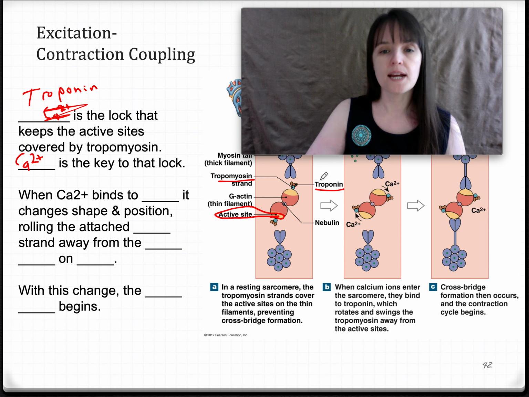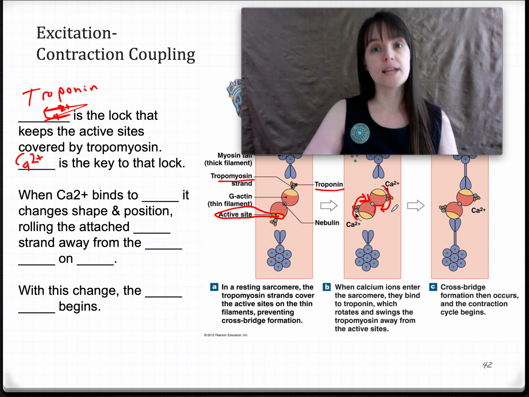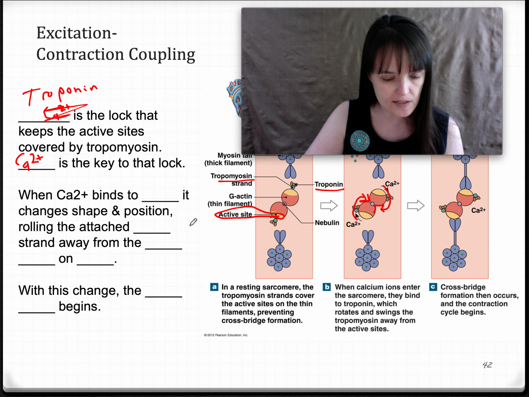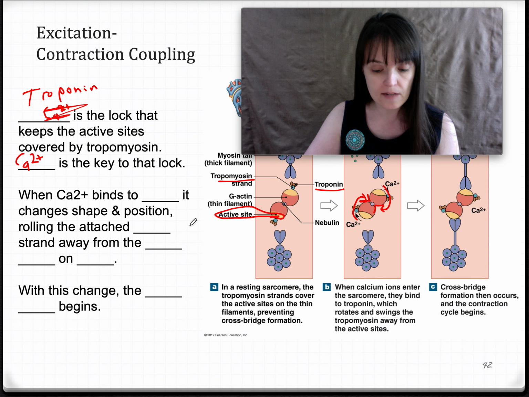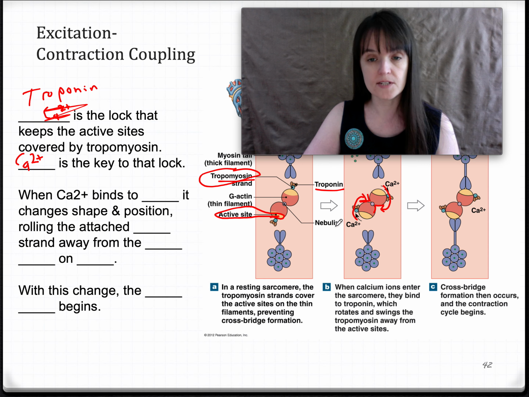Okay. So when calcium binds to the troponin, it changes the shape of the troponin and it moves it out of the way into these little indents, little V's, and it moves it off of the active sites on actin. Which terms were we looking for in the note sets? Troponin is the lock that keeps the active site covered. Calcium is the key to the lock. When the calcium binds to troponin, it changes shape and position, rolling the attached tropomyosin away from the active site on actin.